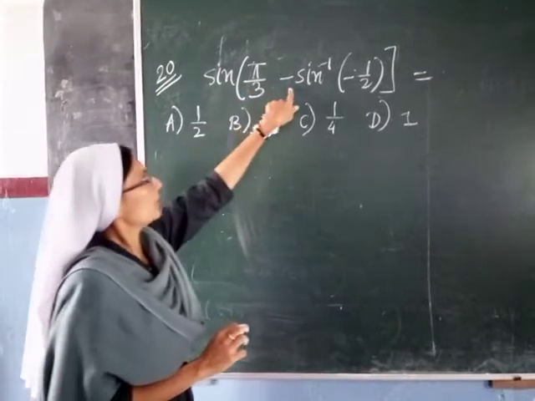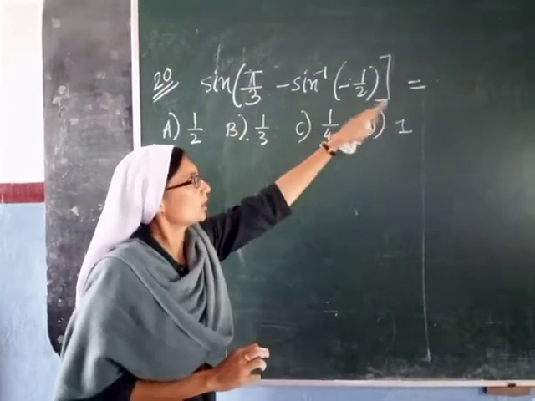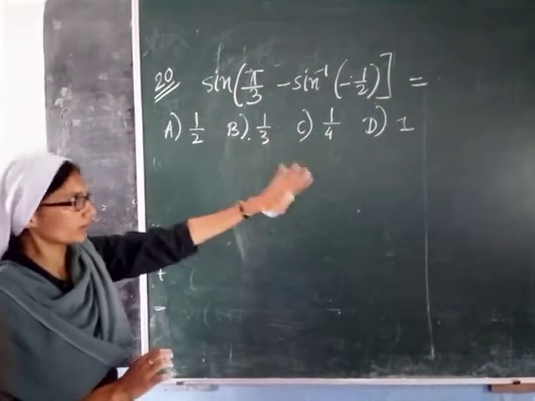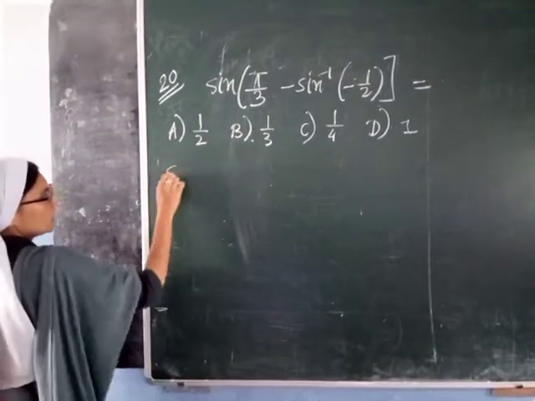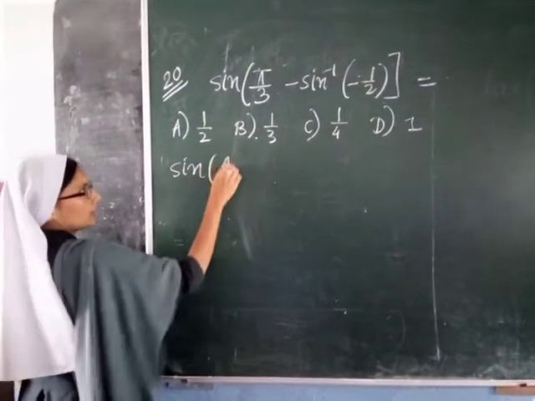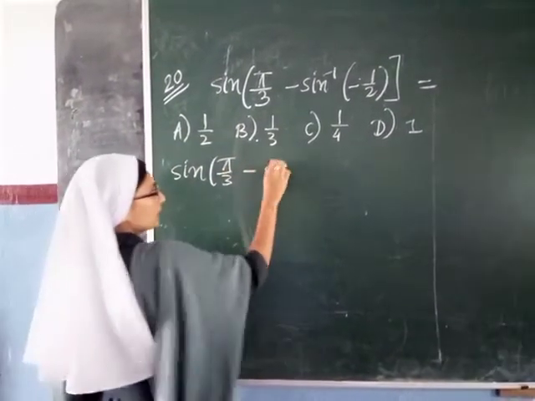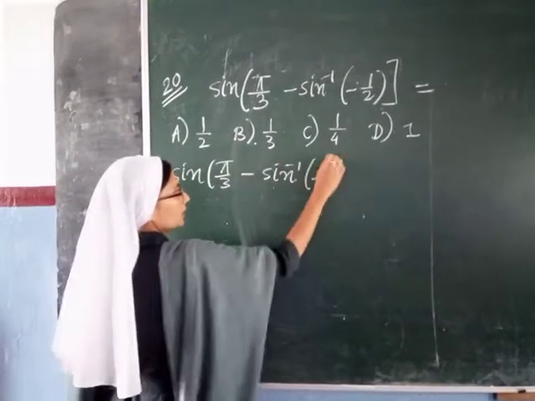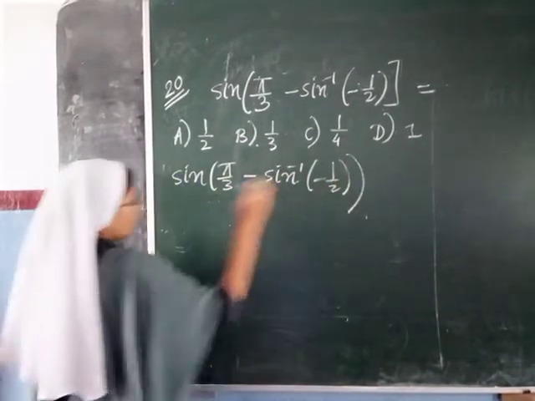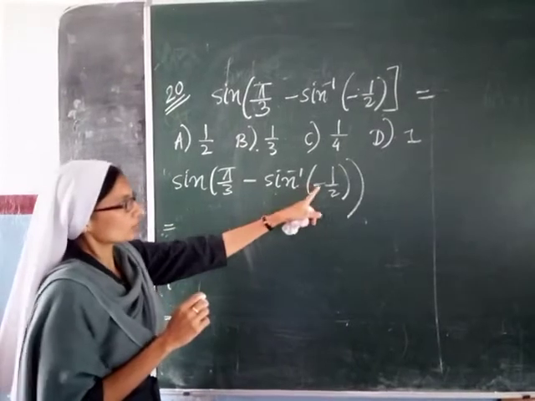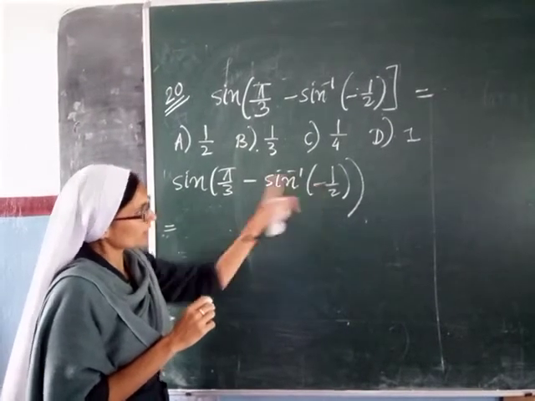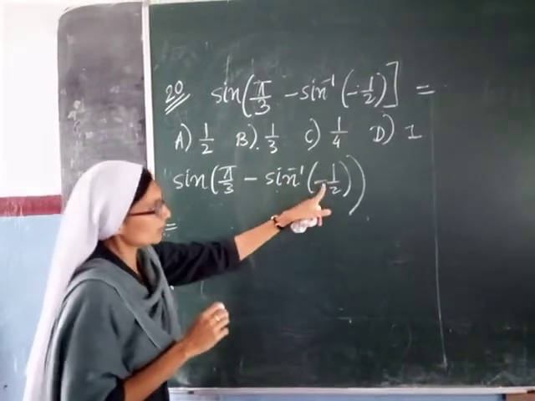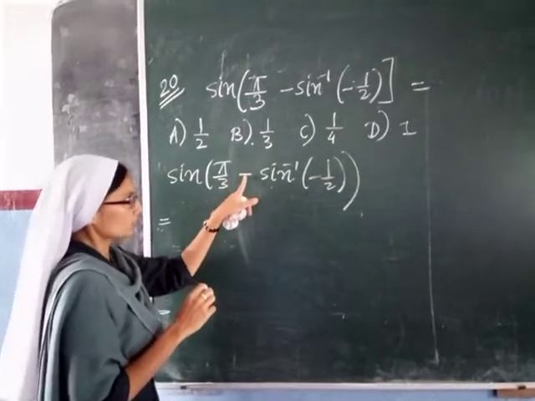Sin pi by 3 minus sin inverse minus 1 by 2 equal to. They have given us 4 options. Okay, let's start with the first. We solve it. Sin pi by 3 minus sin inverse minus 1 by 2. So first let us do this. So sin inverse minus x, then minus will come out. Okay, so this minus will come out and add here, so it becomes plus.